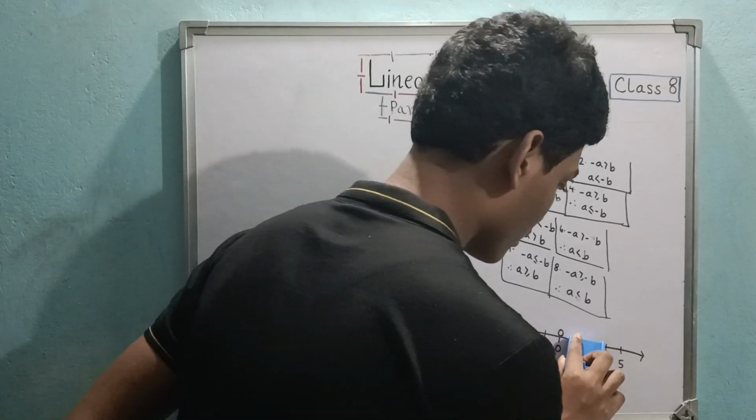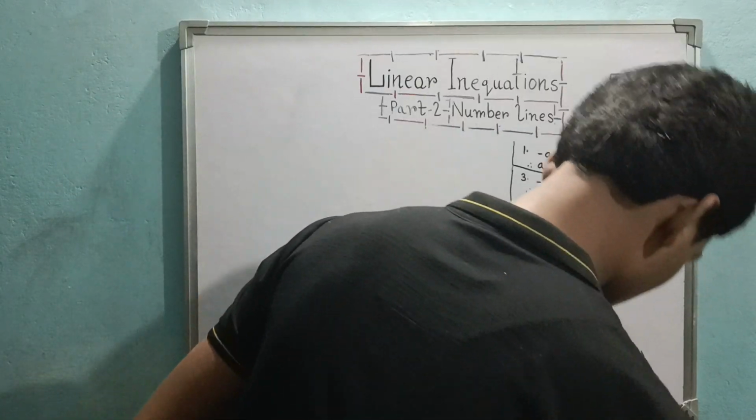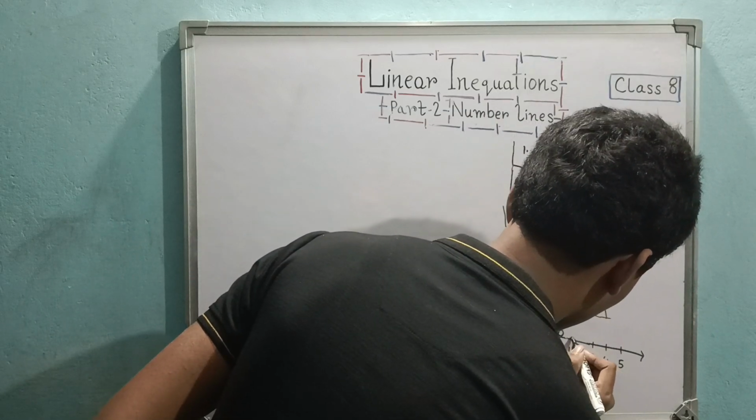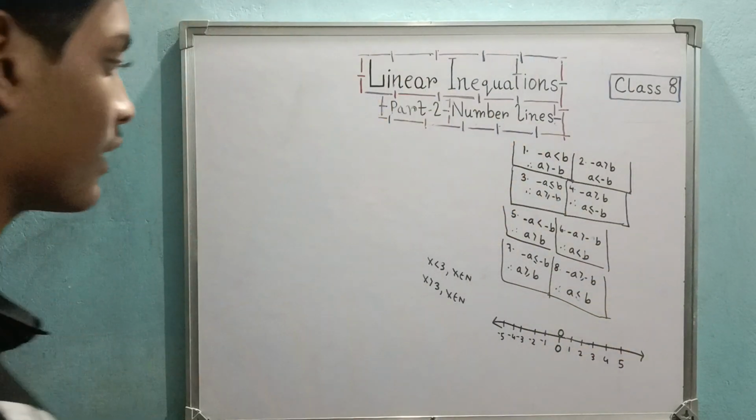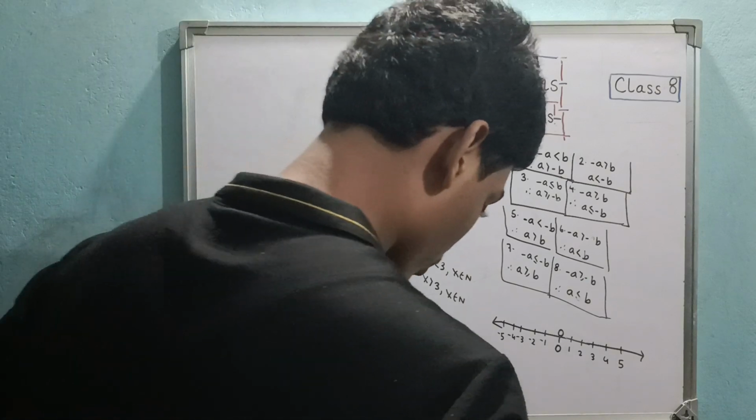For that case, we have two types of things. Let me explain. So this is a number line. Now for the second case. So what you have to do?